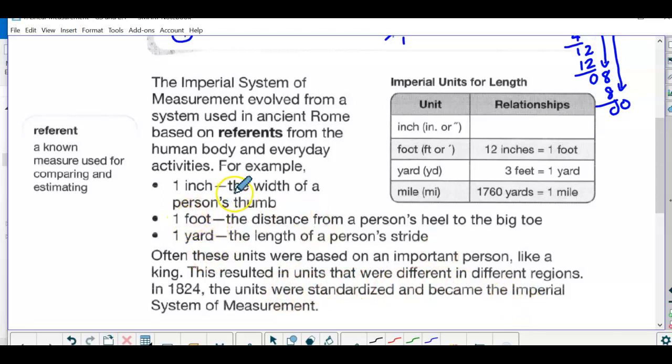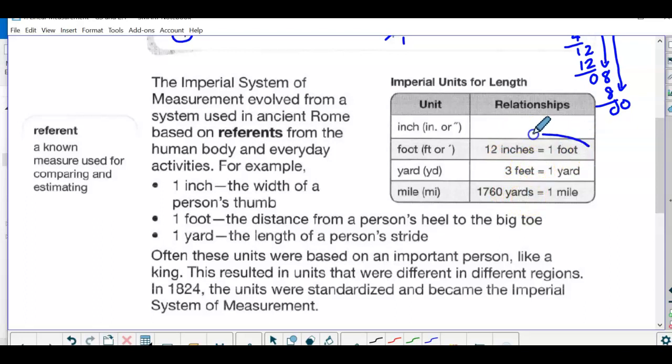And so a foot obviously is the distance of your foot approximately. Now all of our feet aren't the same length, but they decided to make it one particular length for a foot, and then a yard is the length of a person's stride. So those were the most common. You can see here are the relationships between those. Inches is the smallest unit of measure, and then of course you can have fractions of an inch. Then 1 foot is 12 inches, 1 yard is 3 feet, 1 mile is 1,760 yards. You don't have to have these memorized, but it sure helps.